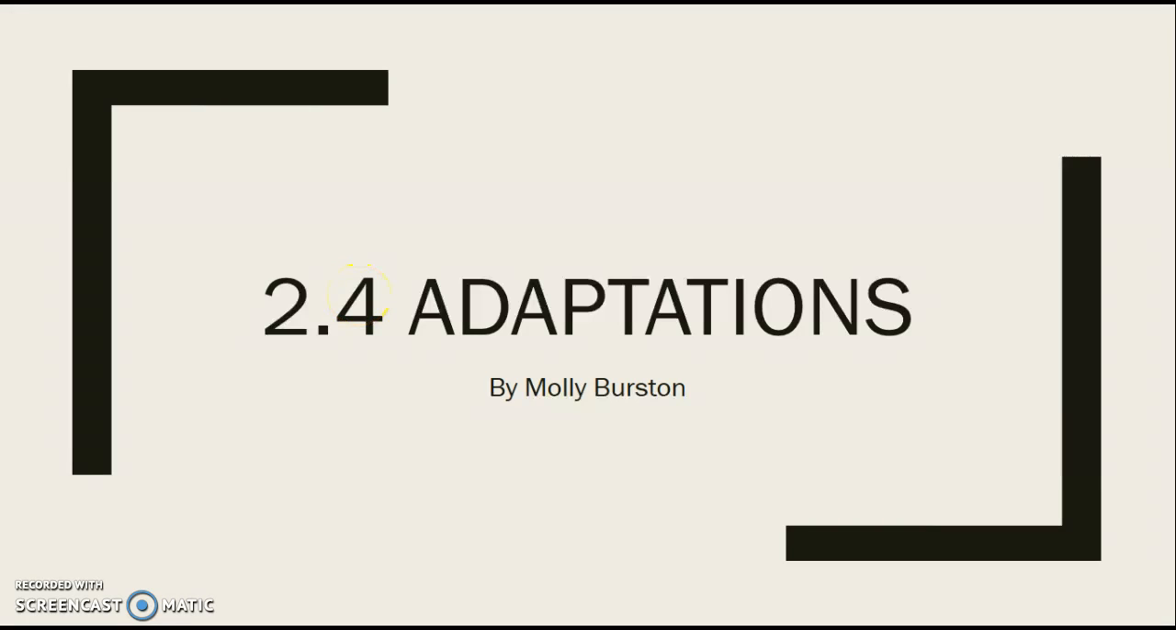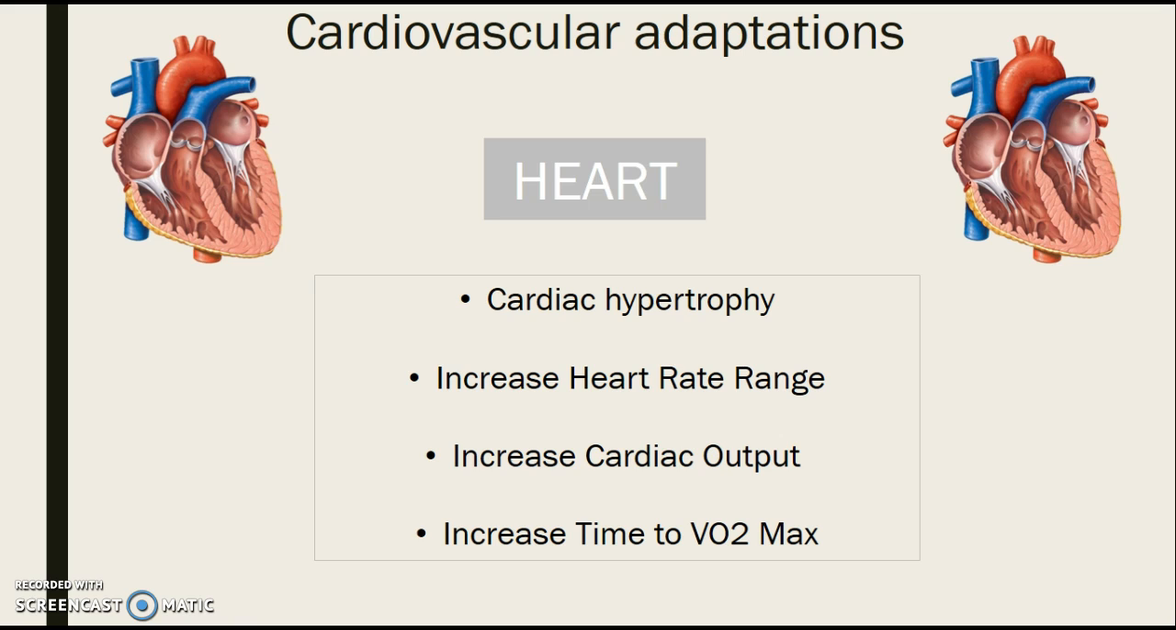This is 2.4 adaptations. So this is cardiovascular adaptations, and we're going to start off with the heart. For anaerobic adaptations, not many beneficial changes are seen.